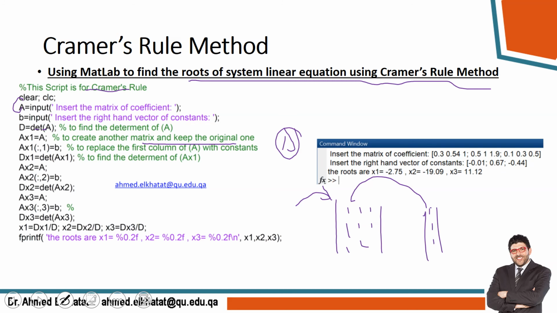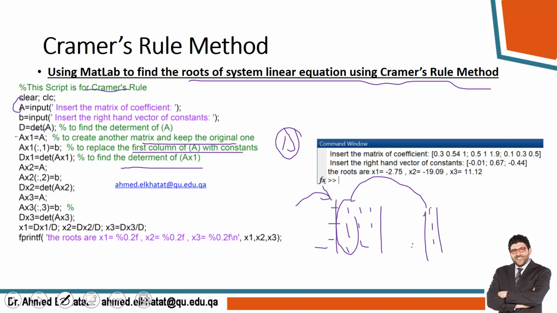Now we want to replace the first column with B. So AX1, between parentheses, all rows and first column, equals B. So it will change all of the first column to B. This is to replace the first column with the constants. Then we can now find the determinant of AX1. So DX1 equals det(AX1). This finds the determinant for x1.